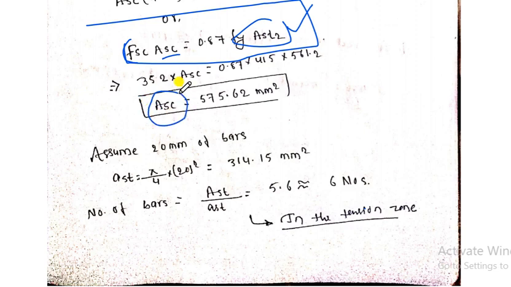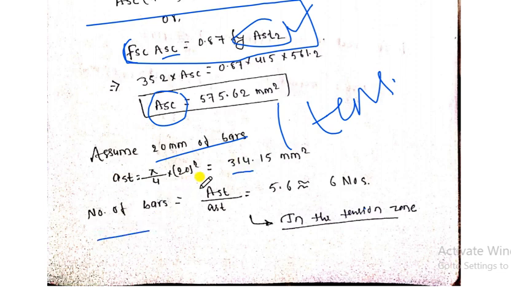We have calculated the area of steel in the tension zone. From these areas we can easily calculate how many bars are required in compression as well as tension. We assume 20 mm bars for the tension zone, that is at the bottom of the beam. We need the area of one bar: small ast is equal to pi by 4 into 20 squared, which comes to 314.15. The number of bars is capital AST by small ast, so 5.6, rounded to 6 numbers. So in the tension zone we provide 6 bars of 20 mm diameter.